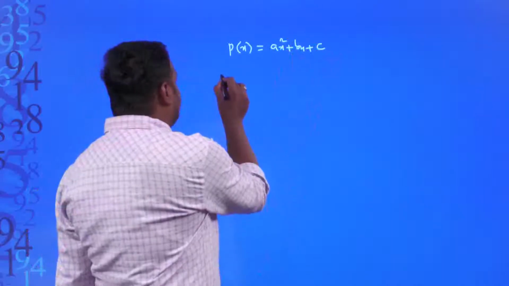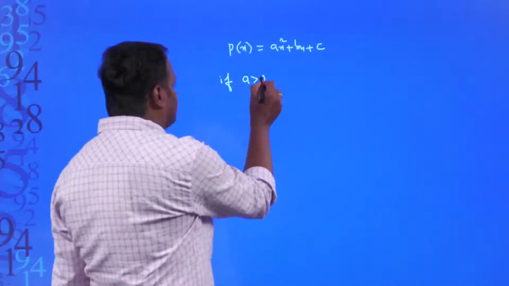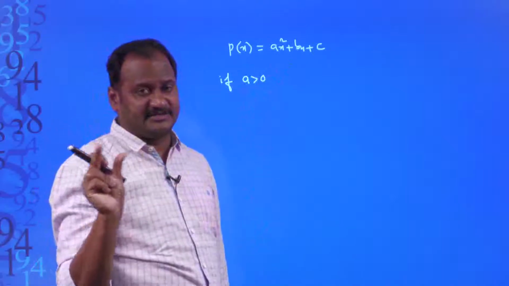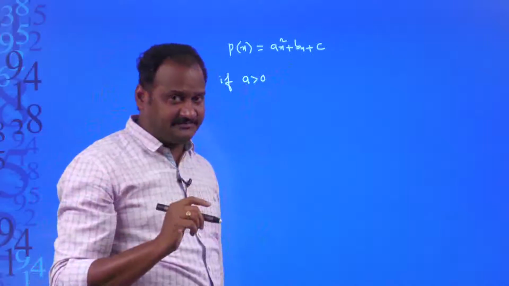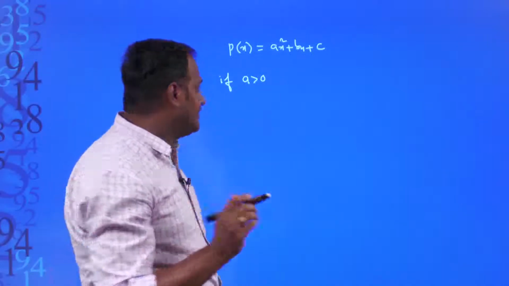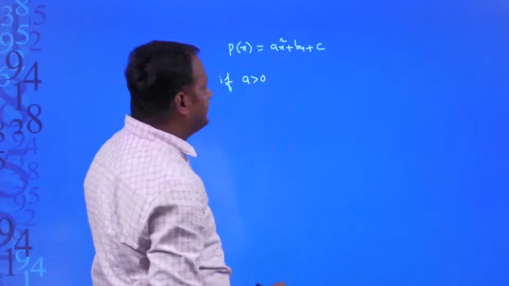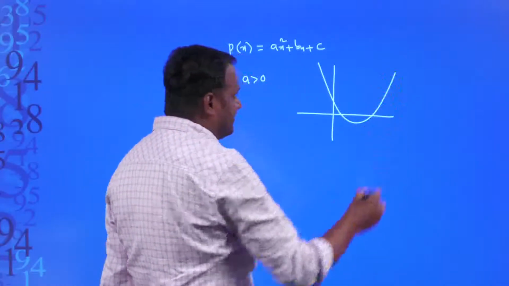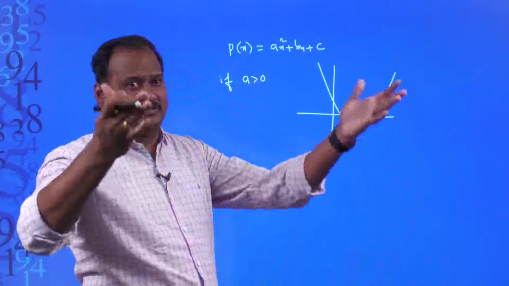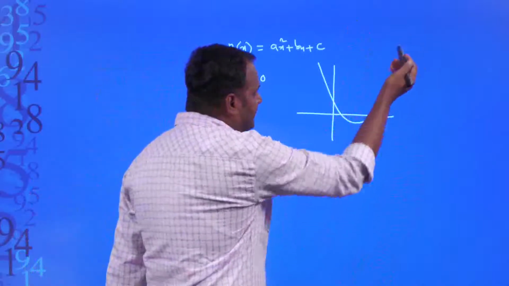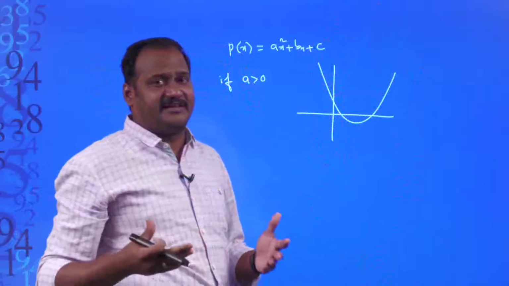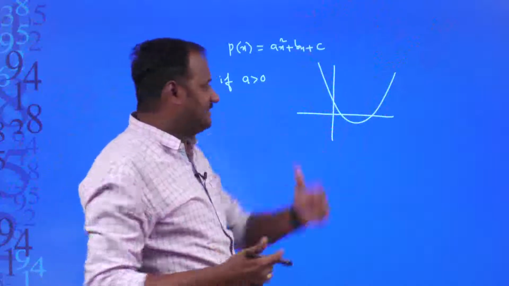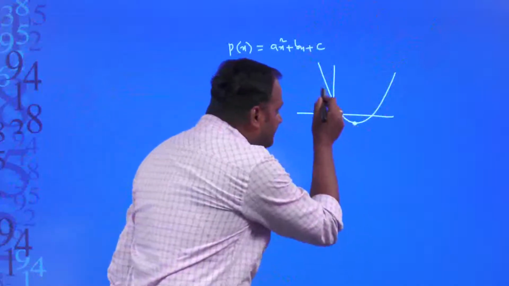For example, if the value of a is more than 0, as you have observed in the previous example, x square minus 5x plus 6. In that, what is the coefficient of x square? That is 1. More precisely, that is positive 1. So if the value of the leading coefficient is positive, then the position of the curve will always be like this. What does it mean? It always opens upwards. So you cannot say what the maximum value is, because it can be extended indefinitely in both directions.